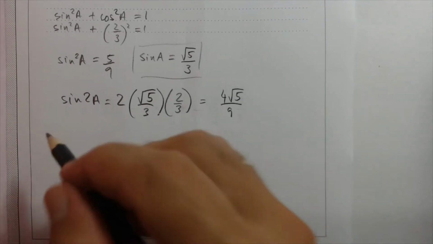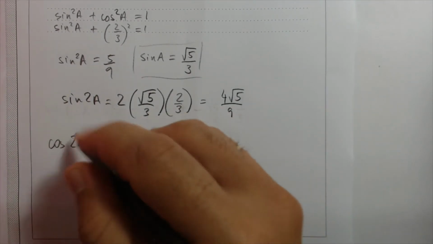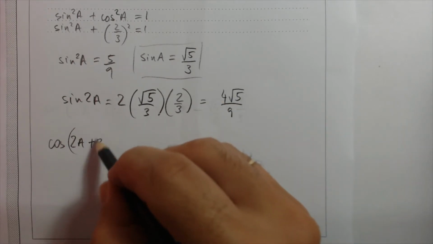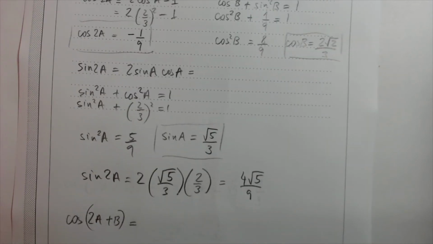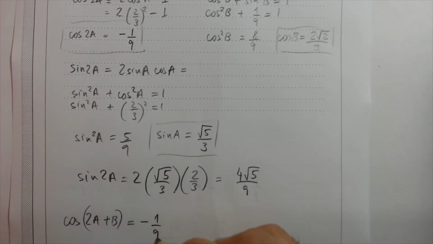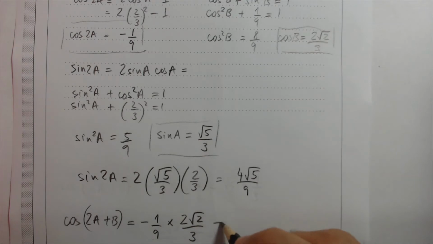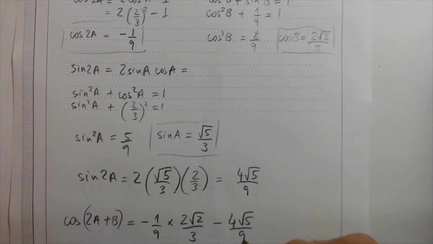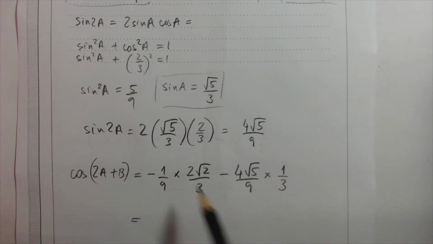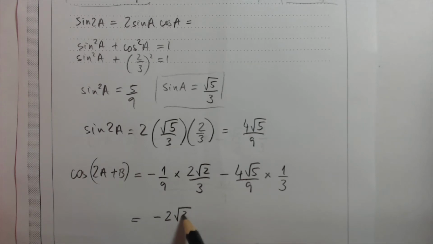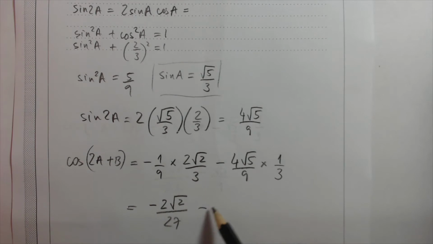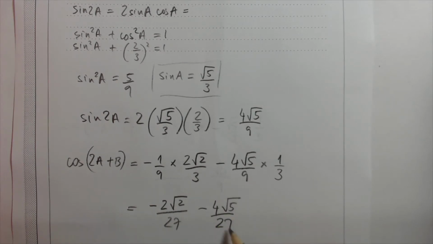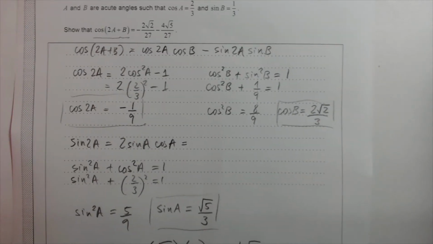Finally, we can find cos(2A+B), which is cos 2A, which is minus 1 over 9, times cos B, which is 2 root 2 over 3, minus sin 2A, 4 root 5 over 9, times sin B, which is 1/3. And then this is minus 2 root 2 over 27, minus 4 root 5 over 27. That's the final answer. That's what we need to show.